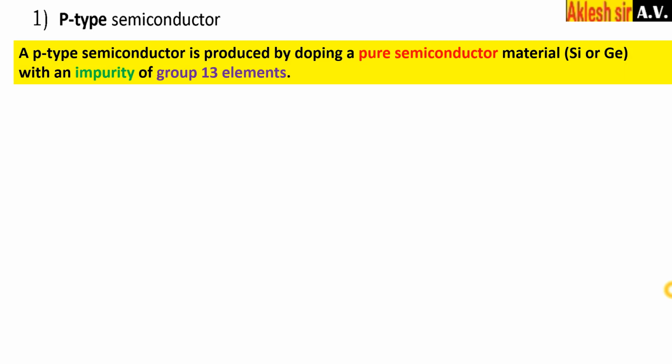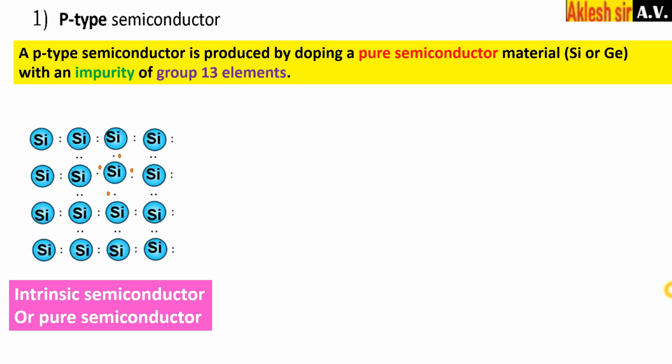A p-type semiconductor is produced by doping a pure semiconductor material with the impurities of group 13 elements. So here this is a silicon crystal. Here you can see the silicon is surrounded by 8 electrons. This orange one is the silicon's electrons, and this black one is the neighboring electrons of the silicon atom. Now it is a pure semiconductor because no other impurities are added here.